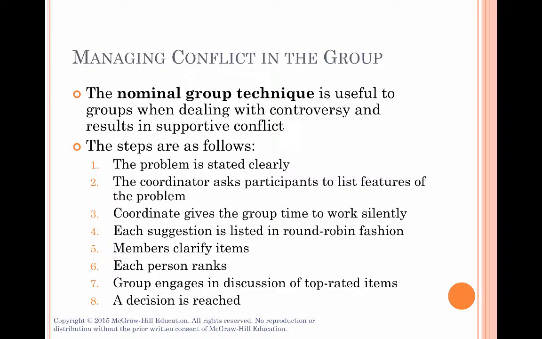Then participants are asked to generate a list of characteristics or features of the problem. Then each person works by themselves silently for a period of time to come up with potential ways to fix the problem. Once the time is up, members each say their suggestion in round-robin fashion while someone writes them on a chart. Then members clarify or give more information about each suggestion without criticizing or disagreeing with it. Each person then chooses their top-ranked item. At that point, they engage in discussion about those items through critical thinking, reasoning, logic, and thorough analysis.